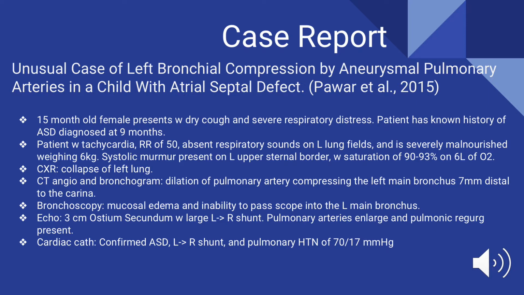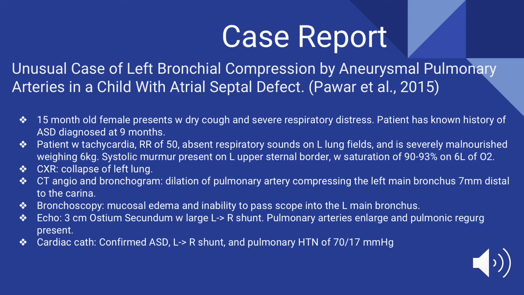Our case report is an unusual case of left bronchial compression by aneurysmal pulmonary arteries in a child with atrial septal defect, Power et al. So our patient is a 15-month-old female who presents with a dry cough and severe respiratory distress. The patient has a known history of ASD diagnosed at 9 months. She had tachycardia, respiratory rate of 50, absent respiratory sounds on the left lung fields, is severely malnourished, weighing 6 kilograms. Systolic murmur was present on the left upper sternal border.